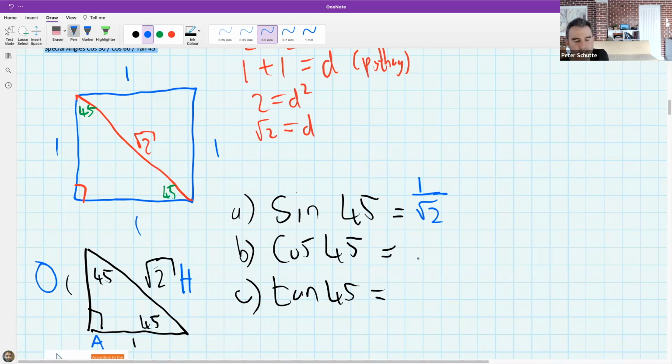Now, what is B going to be? Well, because this is an isosceles triangle and because A is also 1, the cos of 45 is going to be 1 over root 2. Yeah, exactly. And what about the tan of 45? What's that going to be? So the tan of 45 is O over A, so it's going to be 1 over 1, or just 1.